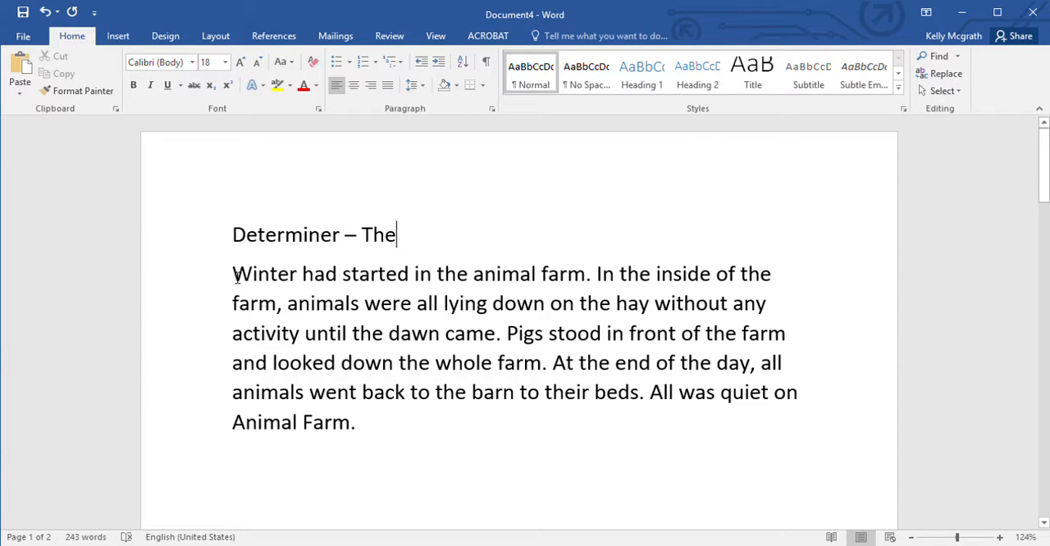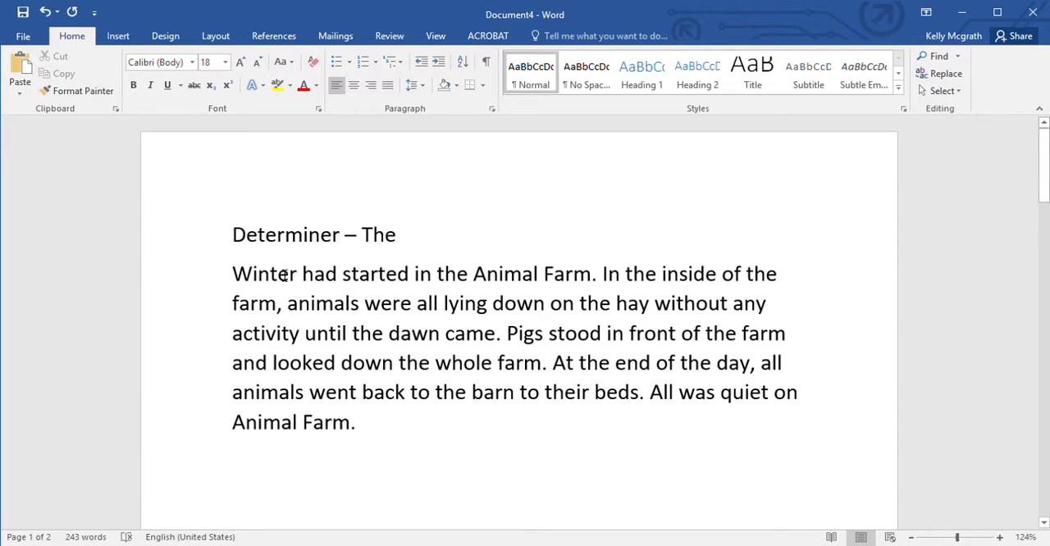Winter had started in the animal farm. Now, just in that one sentence, there's actually two mistakes. First of all, animal farm. It's a place. It's the name of the farm. So the pigs renamed the farm. And so it should have a capital letter at the start of animal and farm. So that anytime you talk about Animal Farm, the place, you should use capital letters on both words.